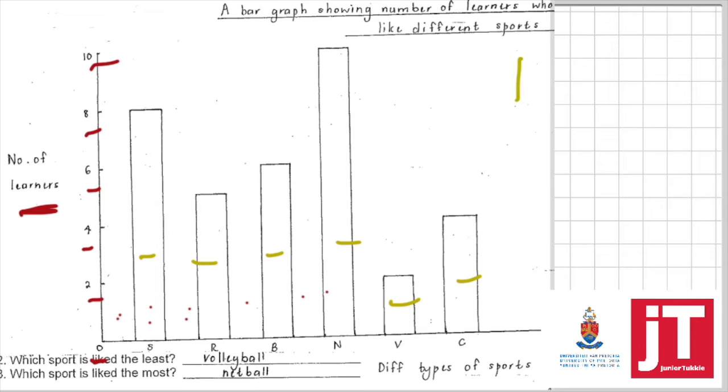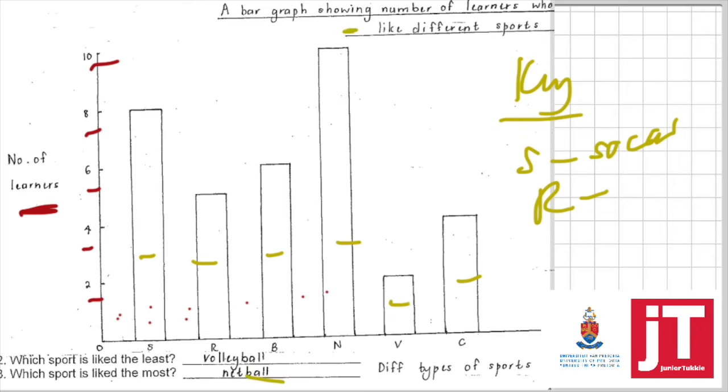Then you tell me here what S stands for, which is soccer. What R stands for. You can use letters, you can use names, anything. Numbers, whatever. You can even spell out your name, it's fine. Right, let's see what the questions are here. So which sport is liked the least? We can see it's volleyball. And then we can see which sport is liked the most, netball.